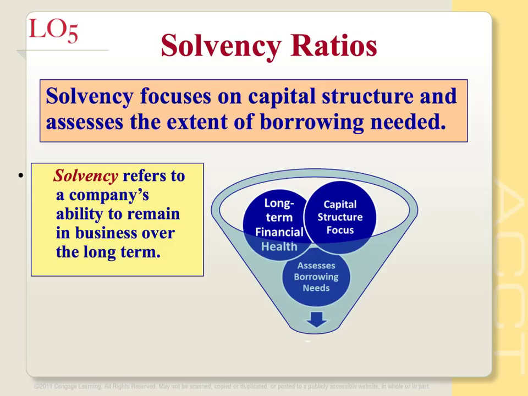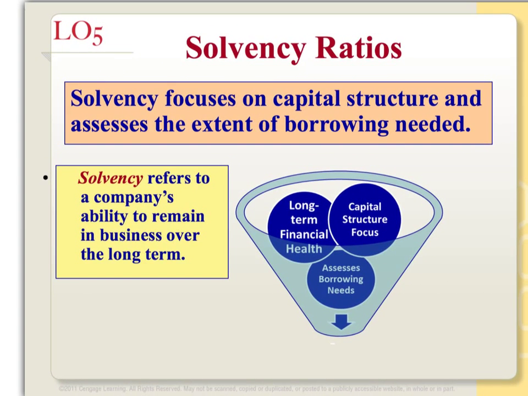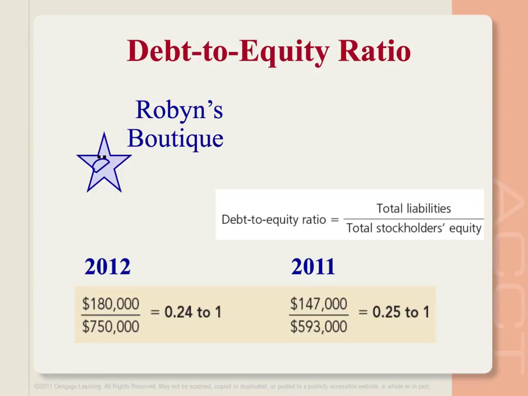So what we want to look at here is the solvency. Solvency refers to the company's ability to remain in business over the long haul. And then when we talk about our capital structure, it's how much of this is debt and how much of this is equity. Okay, so obviously we've come up with that. And the first one is what we call the debt to equity ratio.